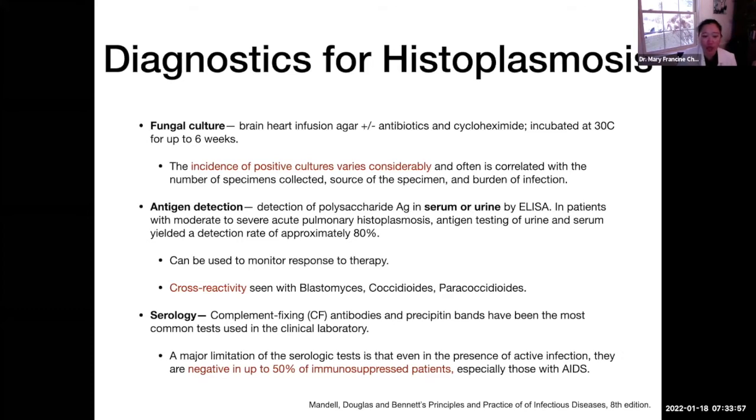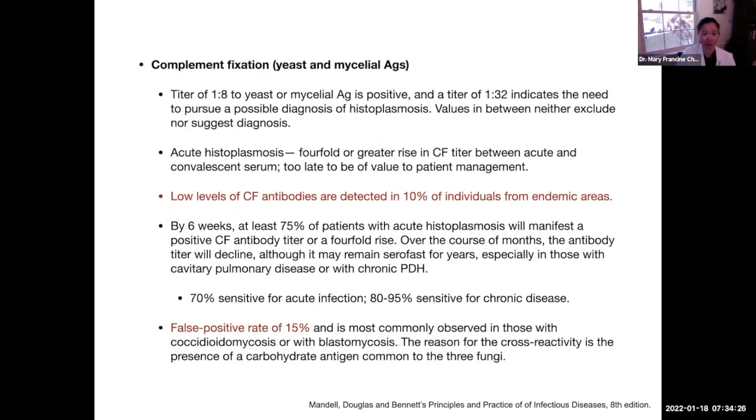And then you have your serology. So there's two ways. One is through complement fixing antibodies and then through precipitin bands or immunodiffusion. And they have been the most common tests used in the clinical laboratory. A major limitation of the serologic test is that even in the presence of active infection, they can be negative in up to 50% of your immunosuppressed patients, especially those with AIDS. So that's a big drawback to your serologic testing.